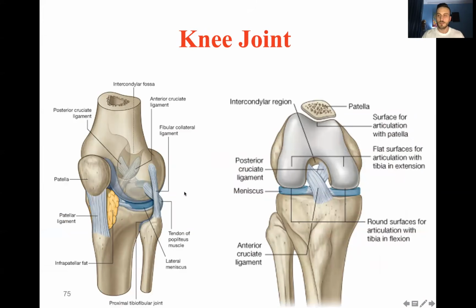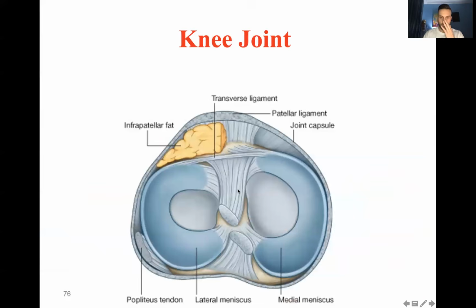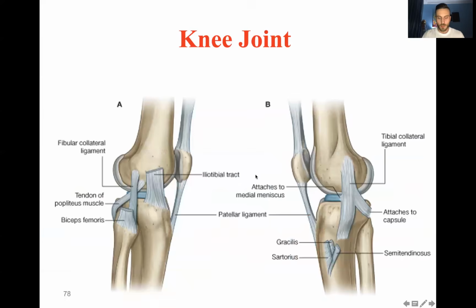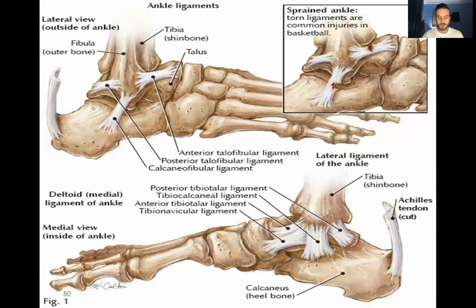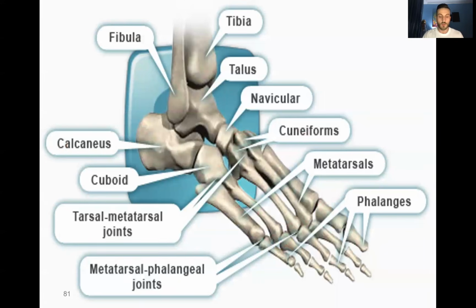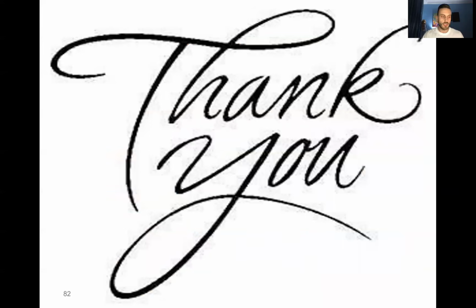The knee joint is the femur with the tibia, and we have the patella, so we have the patellofemoral joint. We have the femur with the tibia, the knee joint, and the fibula is with the tibia on the lateral side. I'm not going to go into details about the ligaments because we're going to talk about them in each lecture for each joint. I think this is most of what you have to know for the basics.